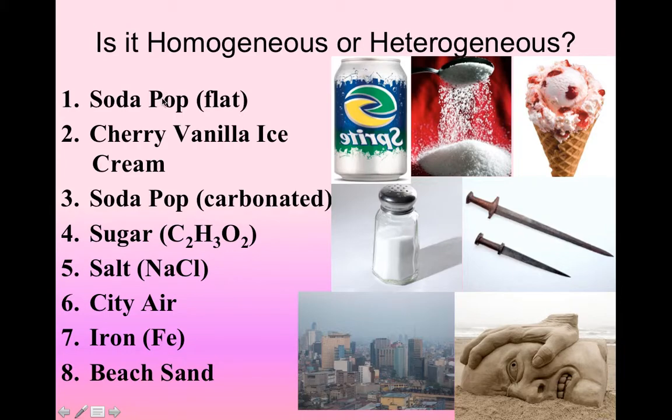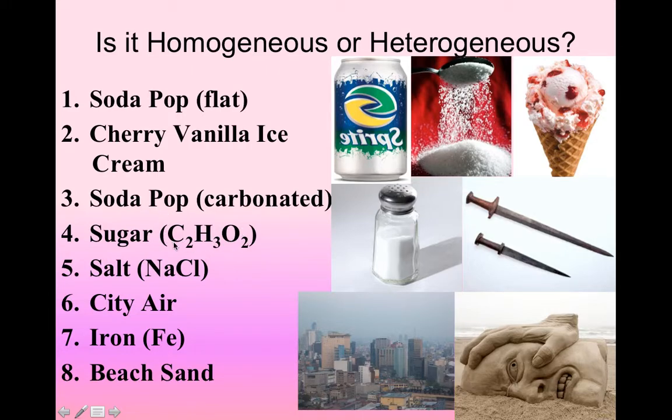First one, soda pop. Because it's flat and not carbonated, this one would actually be homogeneous. Cherry vanilla ice cream, this image over here in the cone. You can see the bits and pieces in there. That is heterogeneous. Soda pop, carbonated, because of the bubbles and the fizz, and I can see the bubbles. That would be heterogeneous. Sugar, right here. It's all the same. It's granulated. That would be homogeneous.